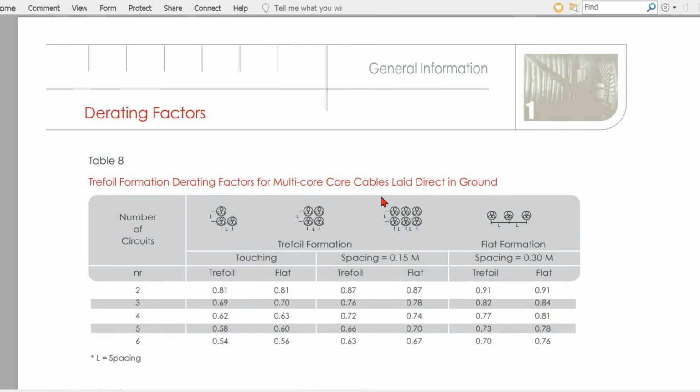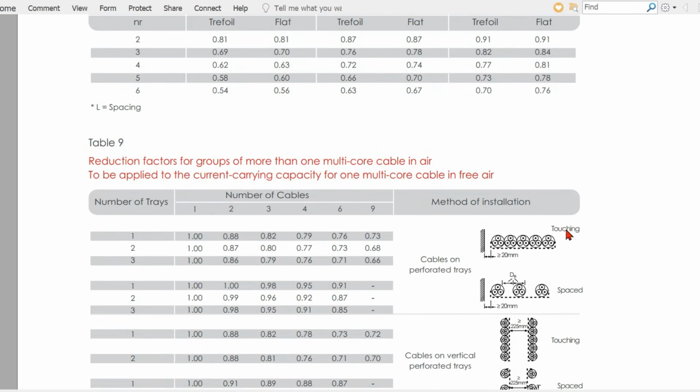For 10 group cables, it is not showing here, but we can take this value since the cable shows the value for 9 cable. As you can see here, we will use the same derating factor 0.73. This is for 9 cable.